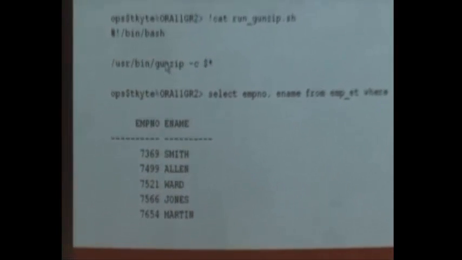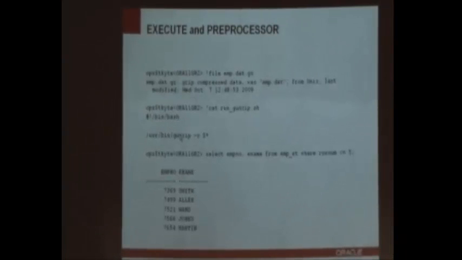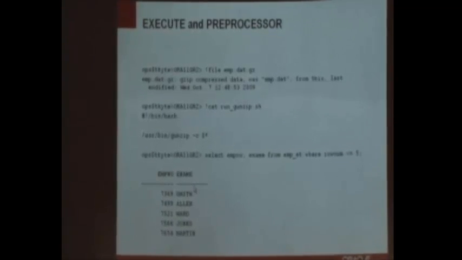I have my script, run gunzip.sh, and the entire contents of the script is just two lines: the header line and run /usr/bin/gunzip -c, that writes to standard out, against whatever file name was passed into me, the $*. Okay, so the script was real simple, and all I need to do is select whatever columns I want from my external table, where clause or whatever. Oracle ran my program, uncompressed the file to standard out, parsed the information, and sent it back.